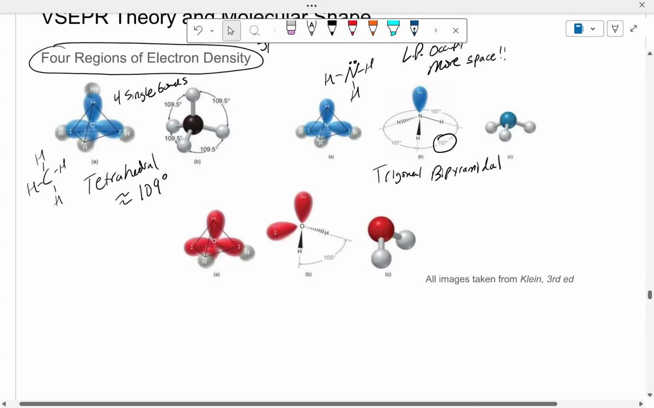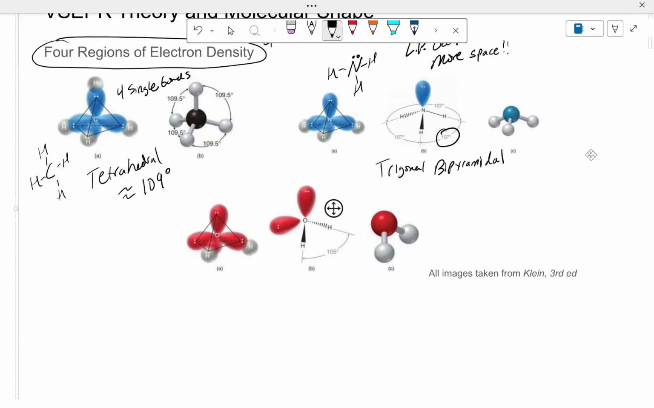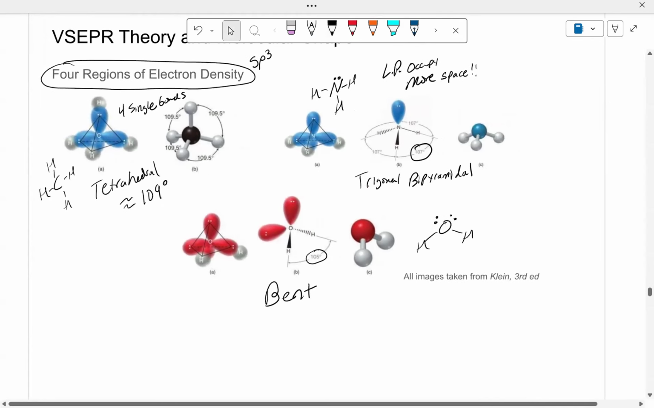And it's slightly more drastic when you have a molecule that's got two lone pairs, like, for example, water. So the shape for water, we call that bent. And the bond angle is a little bit lower than 109, and also lower than the trigonal bipyramidal shape. So those are the three that we'll concern ourselves with when something has four regions of electron density.